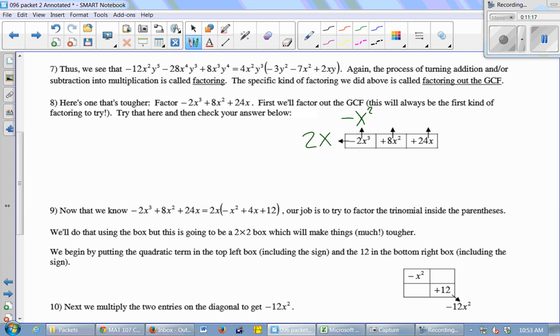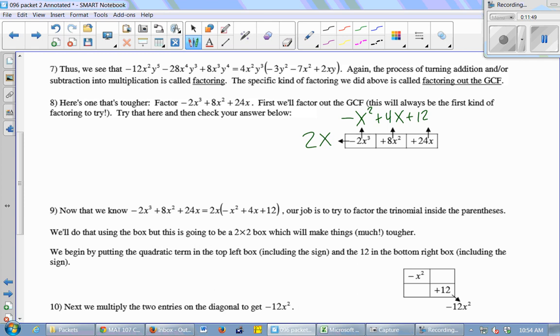Okay, what do you multiply 2 by to make 8? 4. Yep, positive 4. And what do you multiply x by to make x squared? X. And that's it for that one. What do you multiply 2 by to make 24? Plus 12. What do you multiply x by to make x? 1. So I could put times 1 there, but I don't really need to because 12 times 1 is 12.